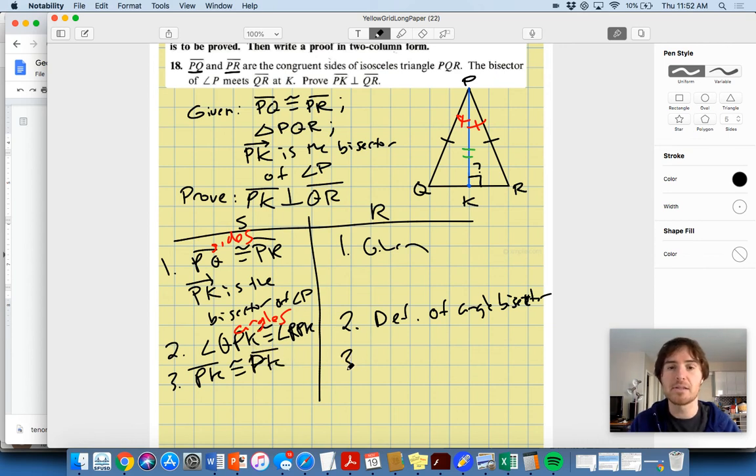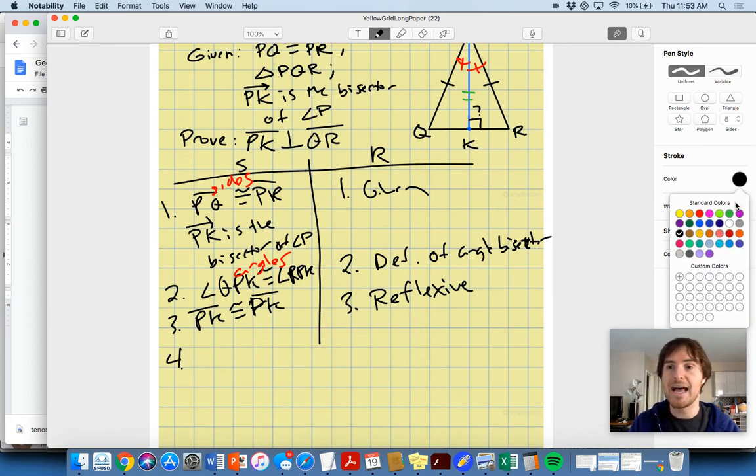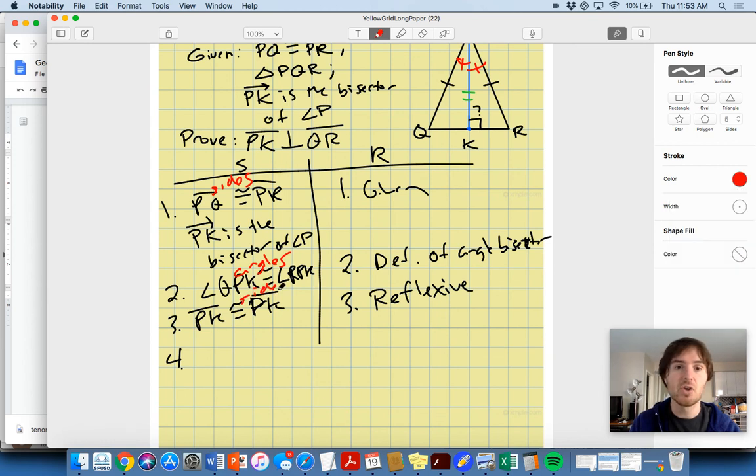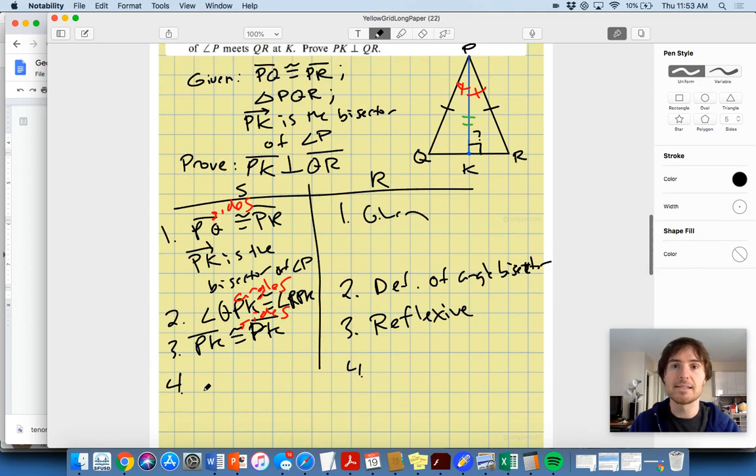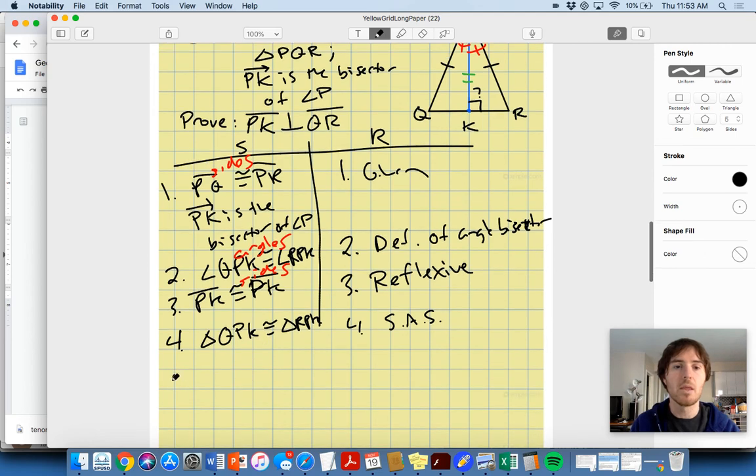And this is why I spent a lot of time on this on the exit ticket the other day, because the reflexive property as a reason is something you're going to use a lot in proving two triangles congruent, because oftentimes they will share a side or share an angle that appears in both triangles. All right, there we go. So now we have sides, we have angles, and we have sides. So we can use the SAS triangle congruency shortcut to say that triangle QPK is congruent to triangle RPK, and that is by side, angle, side postulate right there. We're good to go.